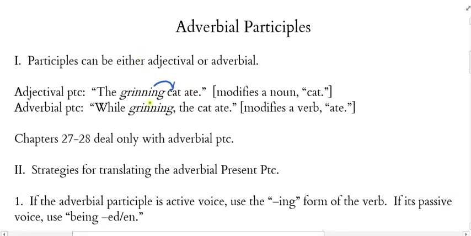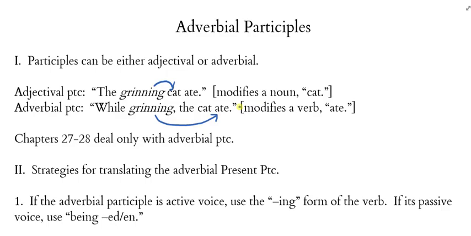The grinning cat ate. Now, the adverbial use of the participle would be something like this: while grinning, the cat ate. Now, what does this expression, while grinning, do? It's telling you when the verb happened. The cat ate. When did the cat eat? The cat ate while grinning. Now, who's doing the grinning here? The cat is still doing the grinning, but the more important thing that the participle is doing is qualifying the verbal activity of the main clause. That's what an adverb does. Adverbs modify verbs, and adverbial participles modify verbs too.